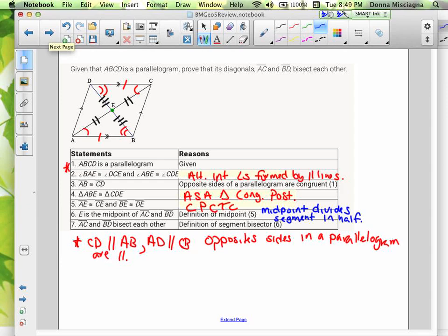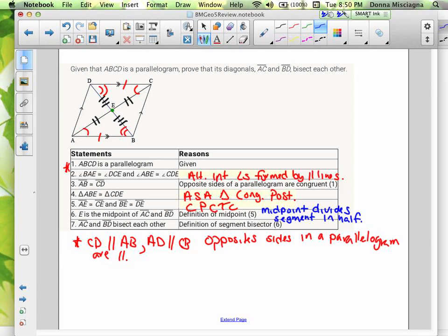And because we've got segments intersecting each other at the midpoint, they are bisecting one another. So definition of segment bisector: the segment bisector intersects the segment at the midpoint. Right, so here we have proven that our diagonals bisect one another.